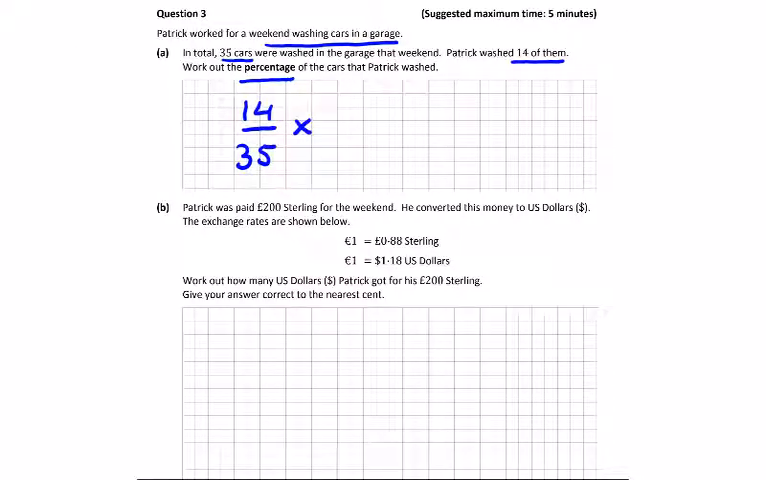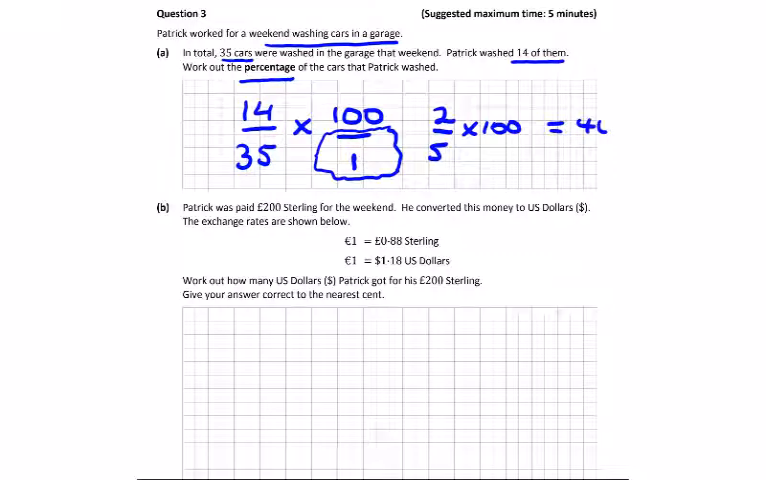You're all saying, sir, we did this in primary school and we used to multiply by 100 over 1 for some reason. Well, it wasn't some reason. Your primary school teacher was just trying to show you the fraction of a whole number. And 14 over 35 is the same as 7 divides into both of them twice and 5. So 2/5, you all know, without a calculator. Patrick washed 40% of the cars.